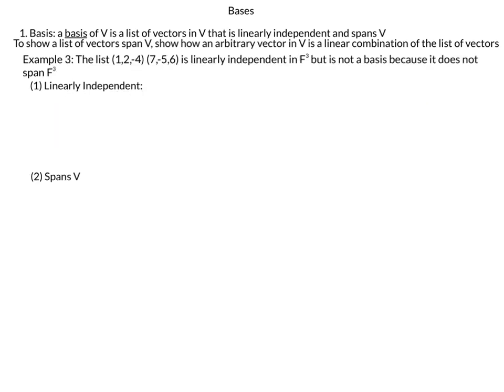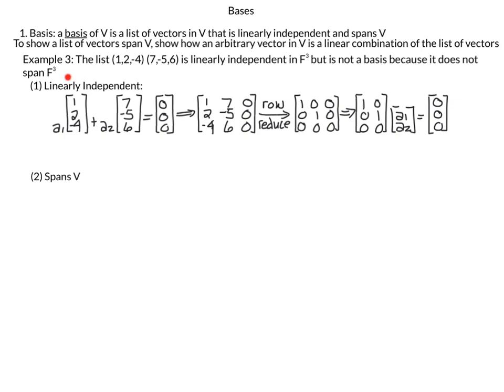So we can keep going all day. But we're going to do this example, which is to show that the list (1, 2, -4), (7, -5, 6) is linearly independent in F3, but is not a basis because it does not span F3. So we'll look and see what it looks like when something does not span. But we're going to start with linearly independent.